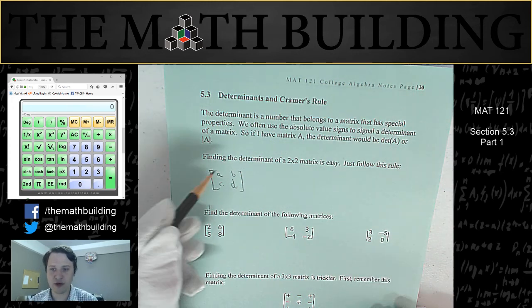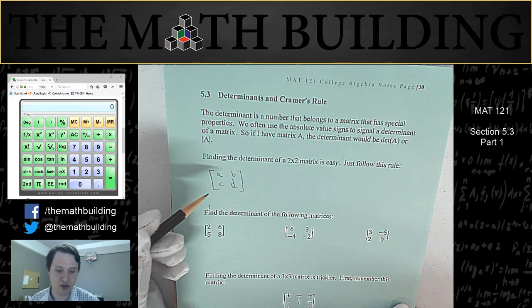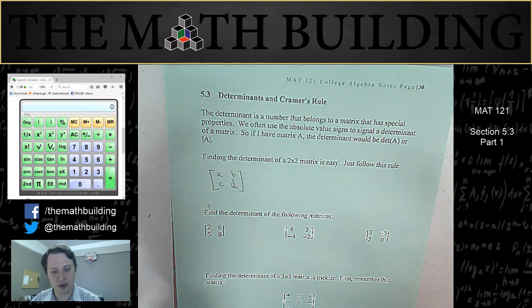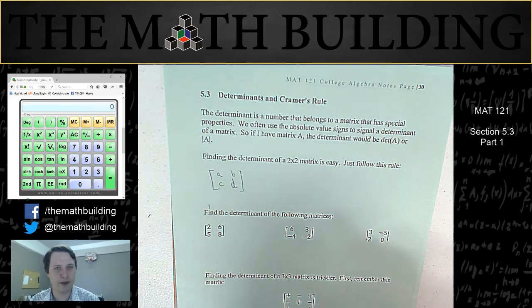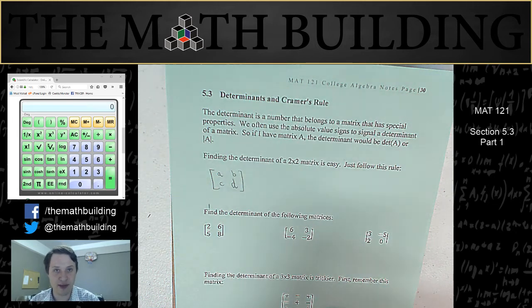If you have a square matrix, you can find the determinant of this square matrix. That determinant is a special number that's associated with the matrix, and that special number has a lot of special properties. We're going to look at one of them today, but there are dozens of properties of the determinant, and they're very useful in higher level math.